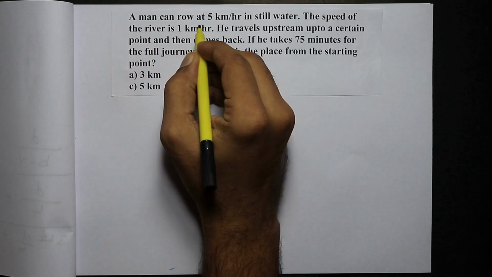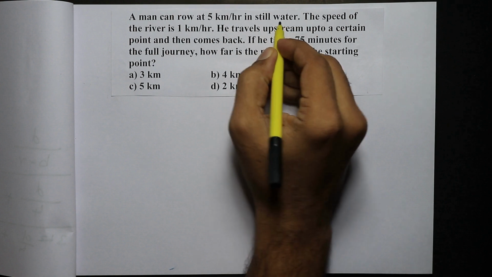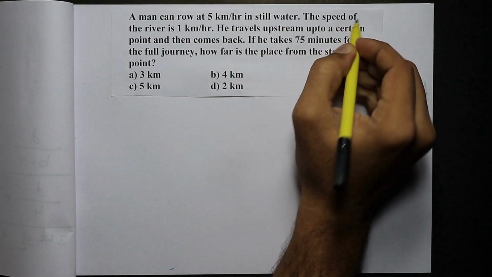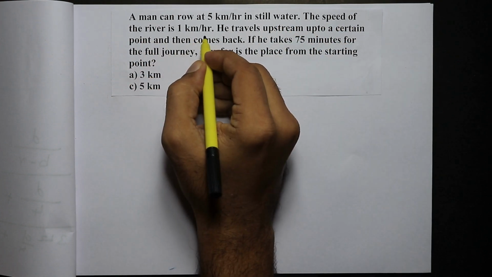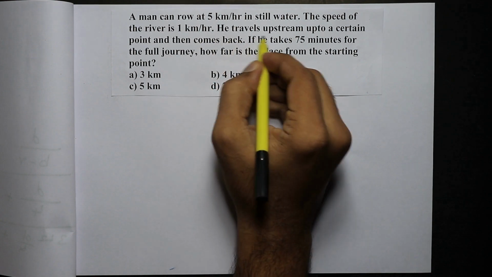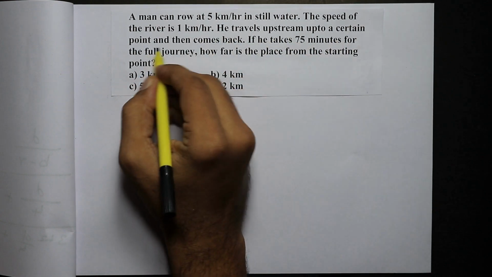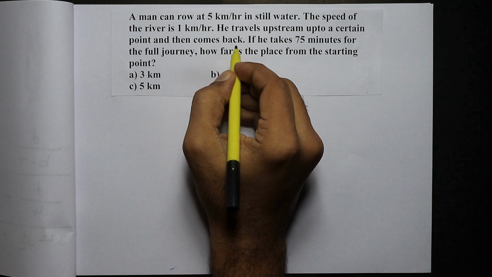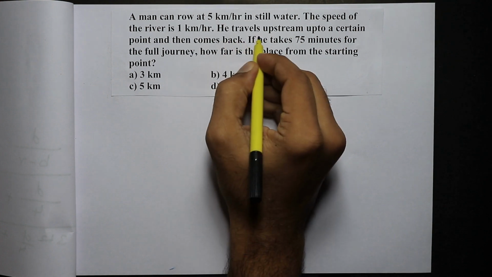A man can row at 5 kilometers per hour in still water. The speed of the river is 1 kilometer per hour. He travels upstream up to a certain point and then comes back. So let us form the equation for that.